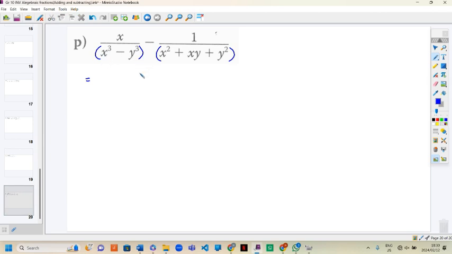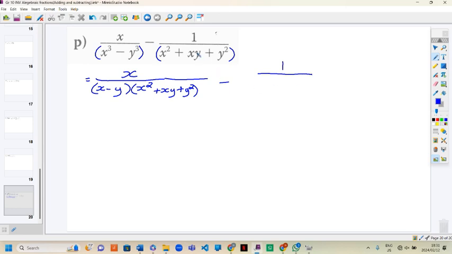Now I've got brackets. What is this type of factorizing? Awesome, that's a sum and difference of cubes. What is this? Fantastic, it's a trinomial. We'll see if it is a trinomial though. So we've got x over x minus y in the small bracket, and then in the big bracket I'm going to have x squared plus xy plus y squared, minus 1 over.